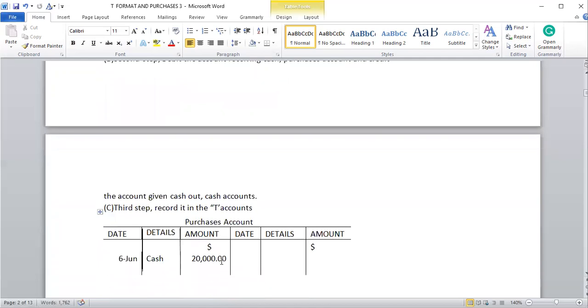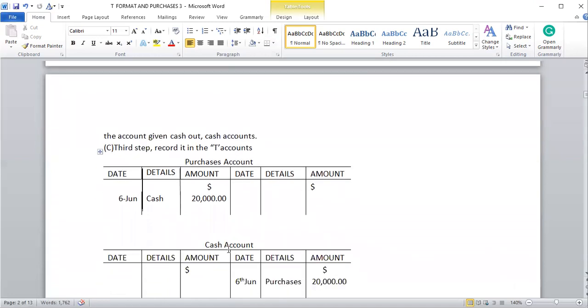So let us look at the T format. This is the T format. It shows the purchases account, and it has been debited. The date column shows 6 June, meaning the date of the transaction. The details column shows cash. Cash means the corresponding entry can be found in the cash account. And the amount column shows the amount of $20,000.